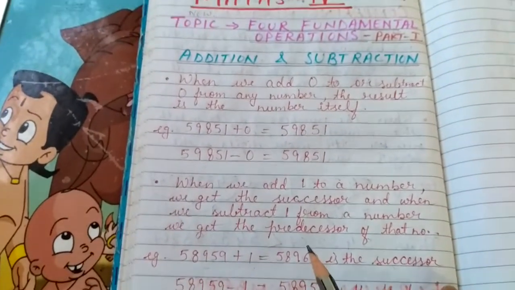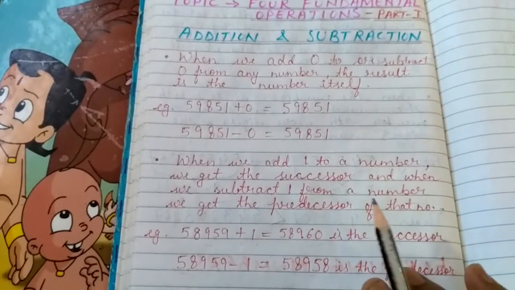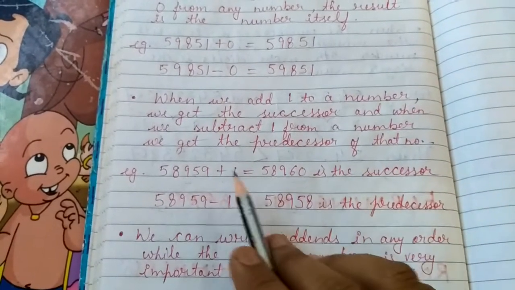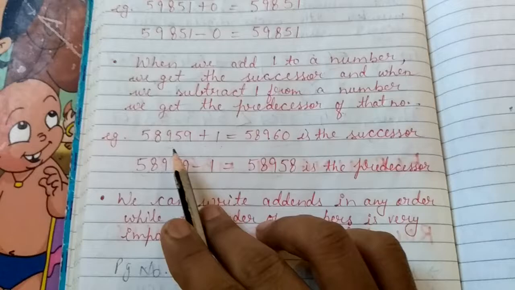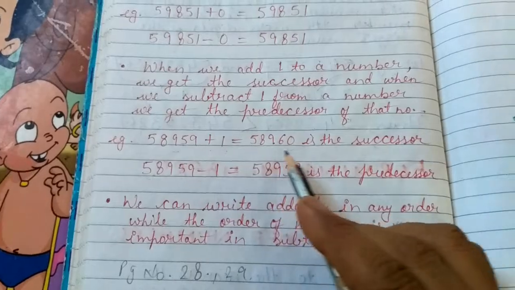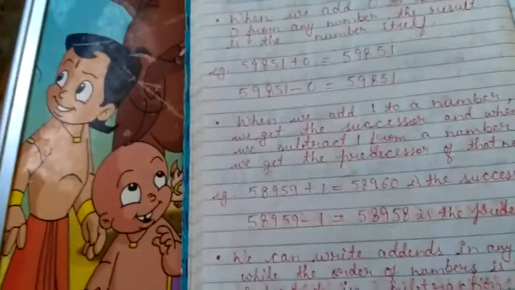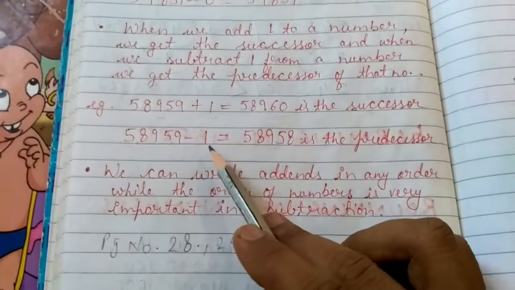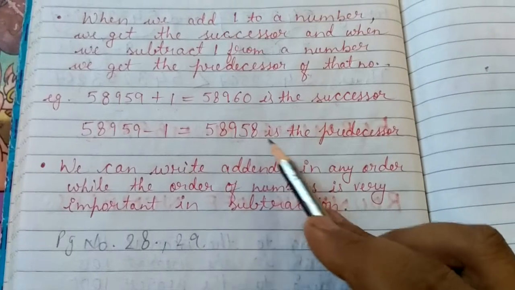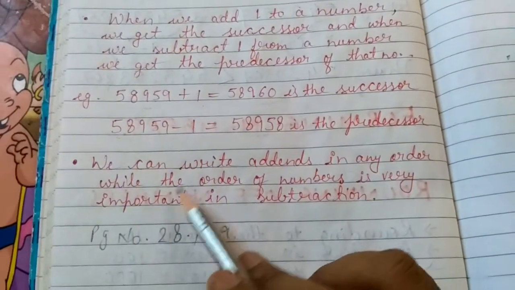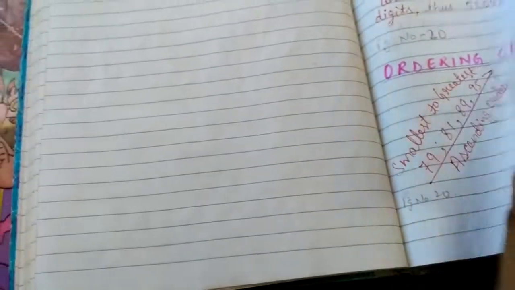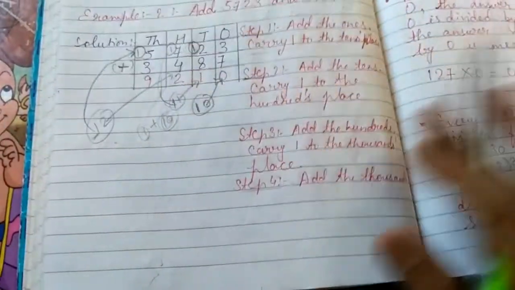So this was the 4 fundamental operations. And when we add 1 to a number, then we get the successor, and when we subtract 1 from a number, we get the predecessor of that number. For example, in 58,959, if we add 1, then 58,960 is the successor, and when we subtract 1 from 58,959, then the result is 58,958. That is called the predecessor. And we can write the addends in any order, while the order of numbers is very important in subtraction. That we have discussed.